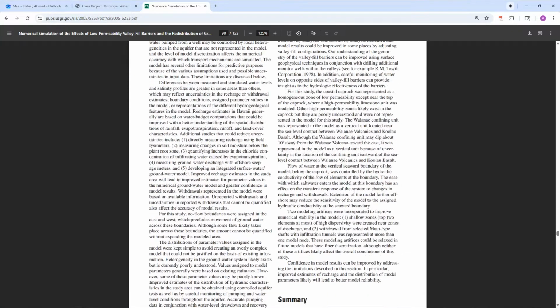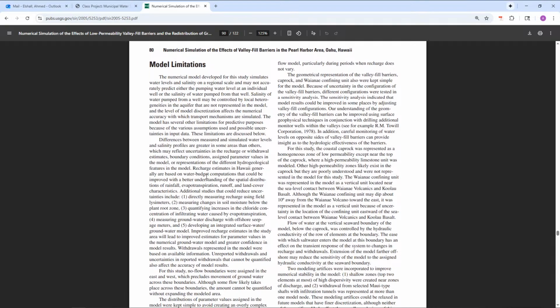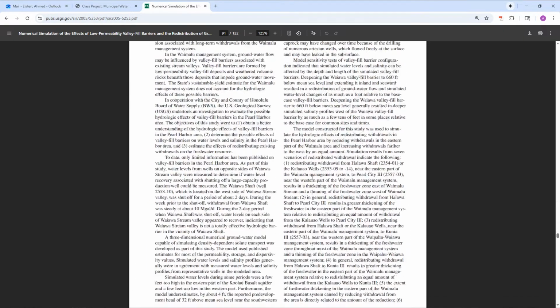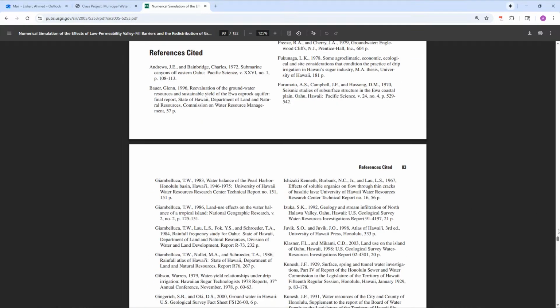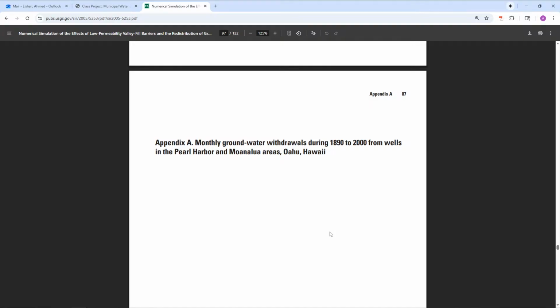And then this would be the project summary, and see here, this is the model limitation. Hopefully, if you have time, please read this. That is an excellent example of a model limitation. And then a summary of the work and the findings and the recommendation, and then the references cited. After the references, an appendix where you put the monthly groundwater withdrawal, the pumping data from this period to this period and so on.